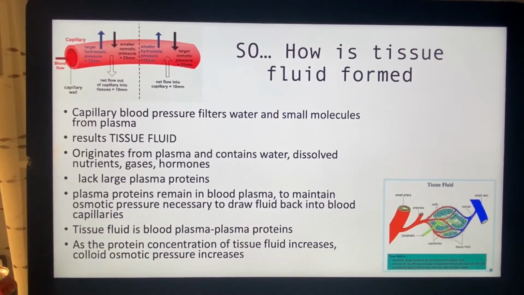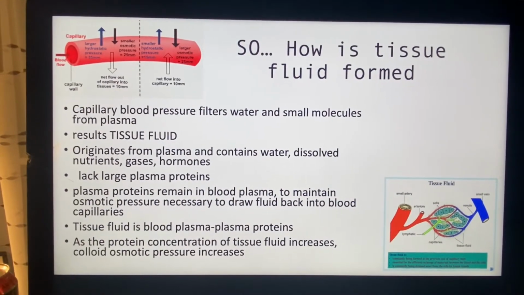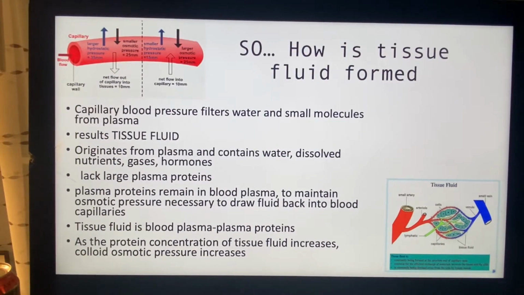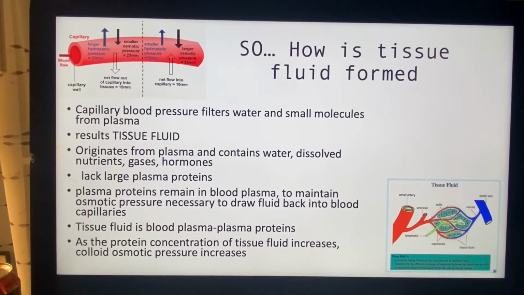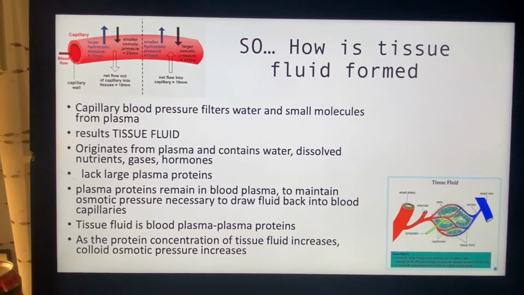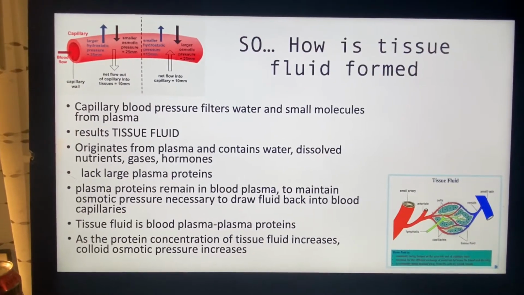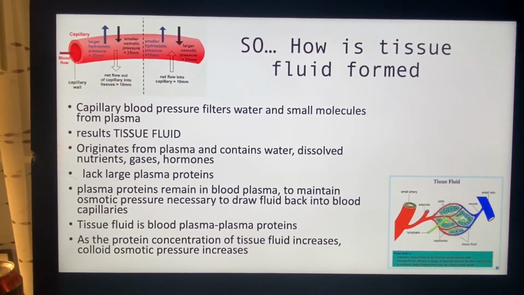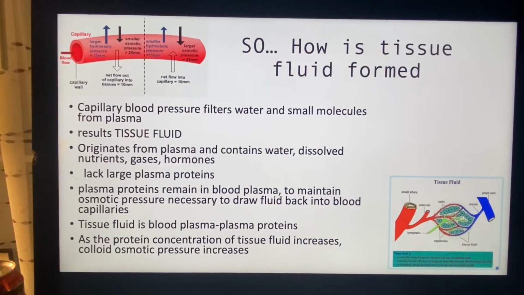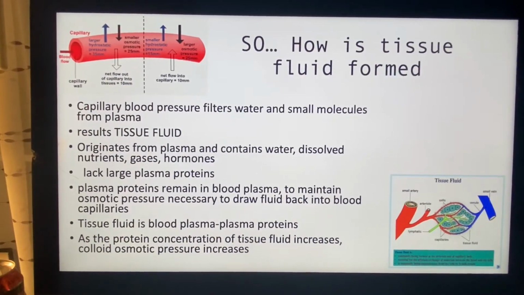How is tissue fluid formed? The capillary blood pressure filters water and small molecules from the plasma, which results in tissue fluid. It originates from plasma and contains water, dissolved nutrients, gases, and hormones. It lacks large plasma proteins.